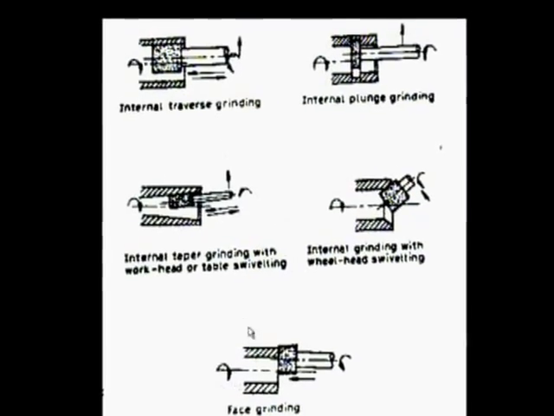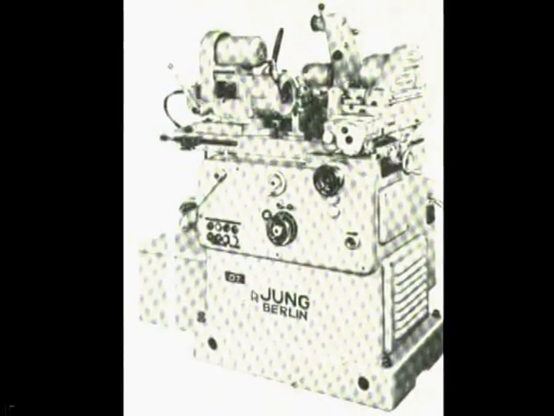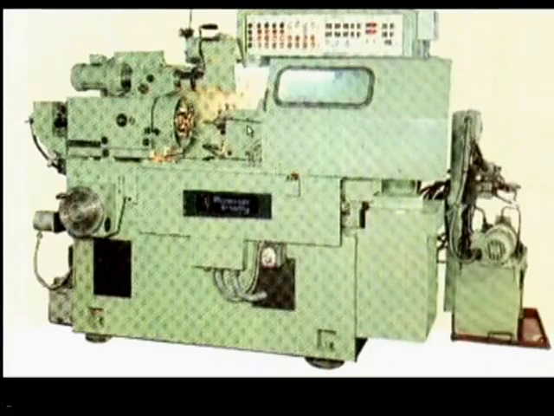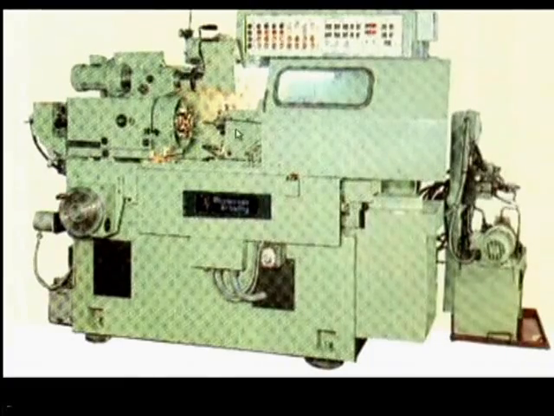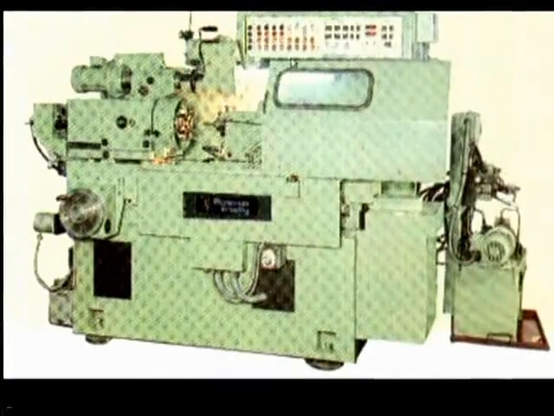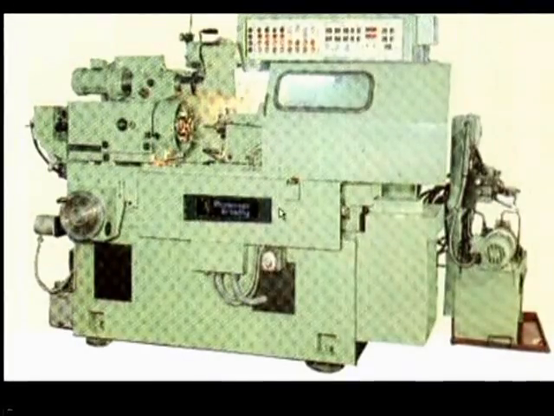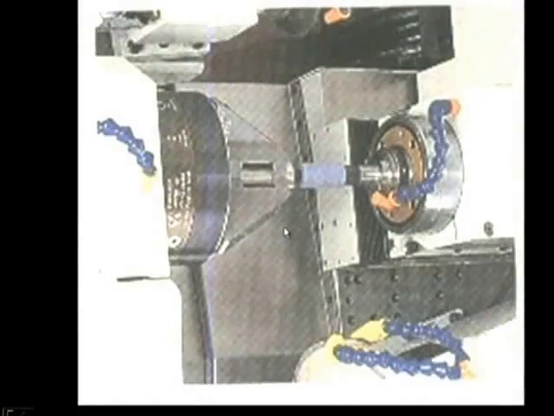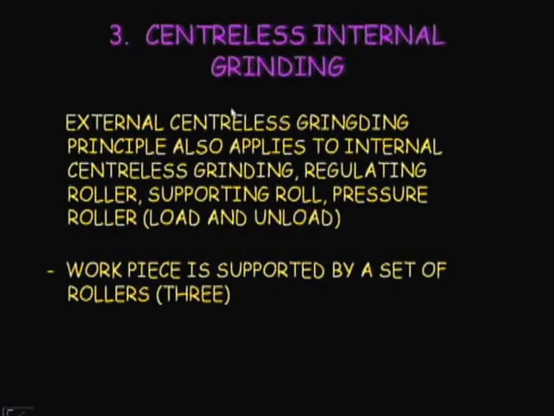Then these are the different types of internal grinding, and these are the different types of machines, the latest machines, with control techniques by which we can adjust all these measurements online, whatever it may be. Here also you can see different types of machines. Next one is centerless internal grinding.